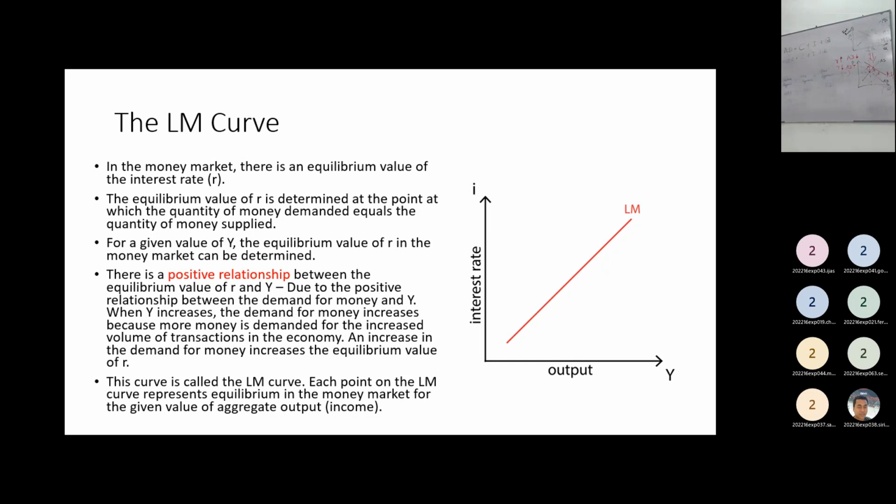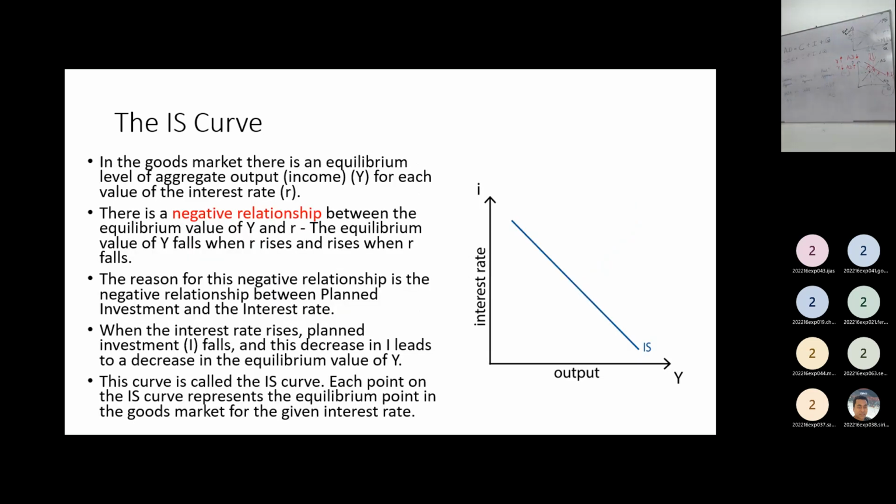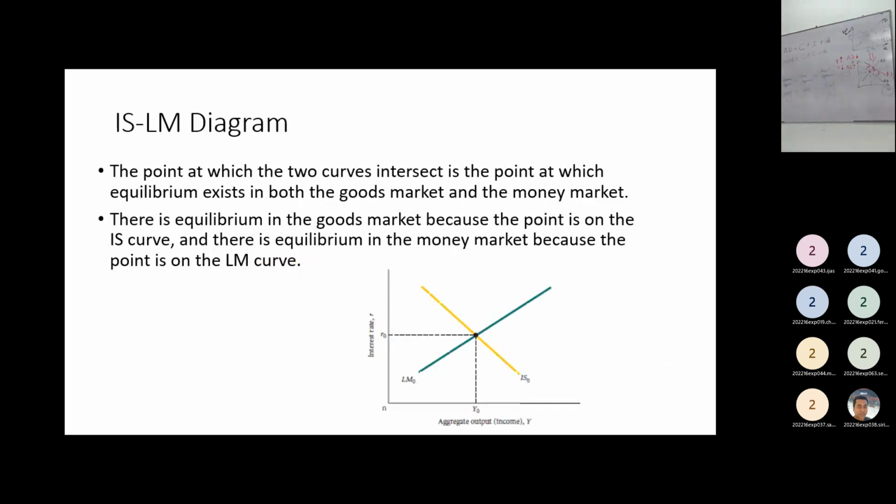So this is the LM curve. Did you understand this slide? Is that clear? Okay. So now we discussed the IS curve and we discussed the LM curve. Then we will put these 2 curves together to identify the equilibrium at the macroeconomic level, right?